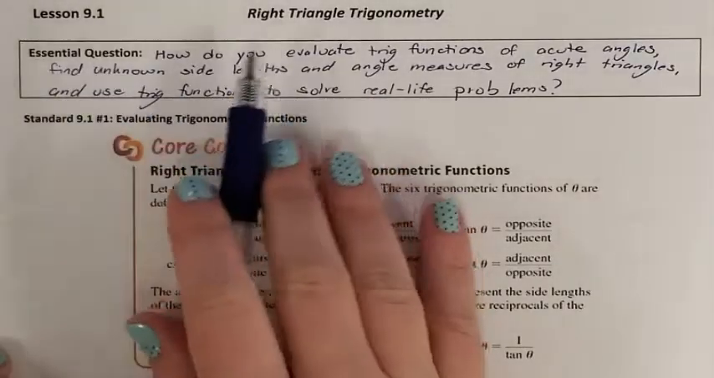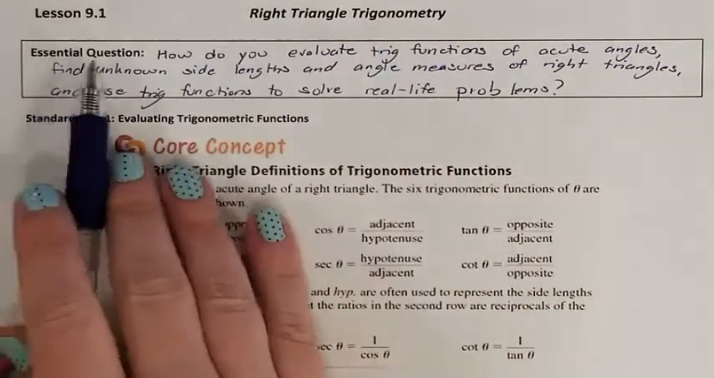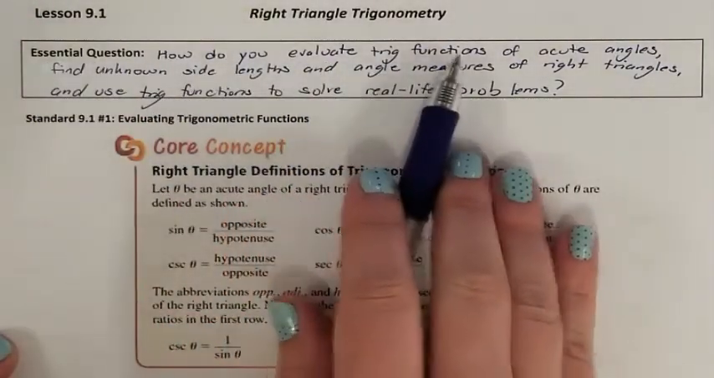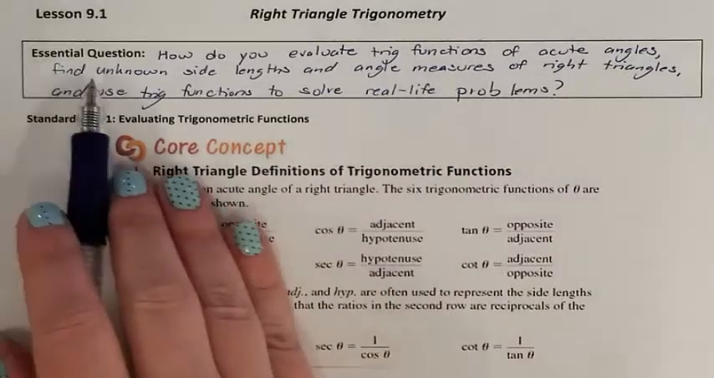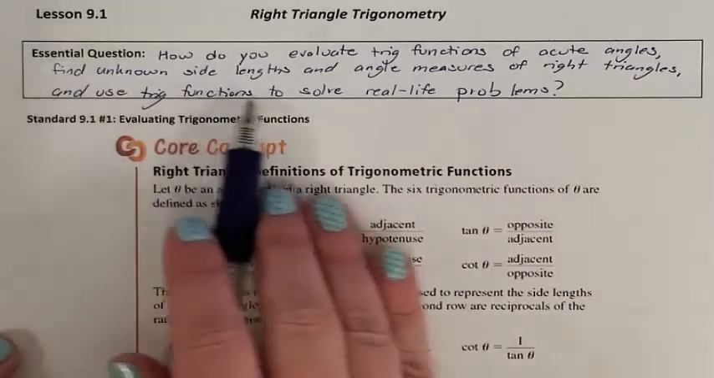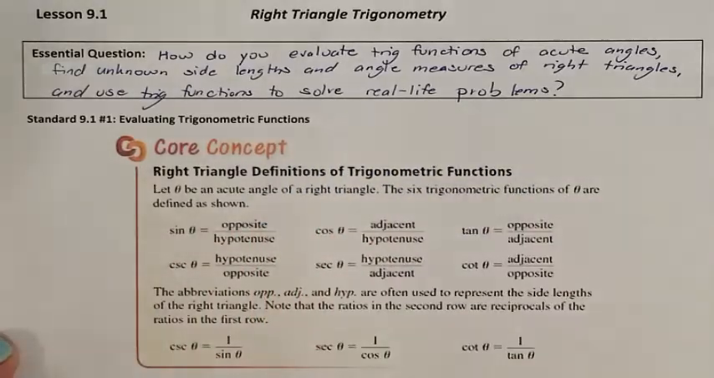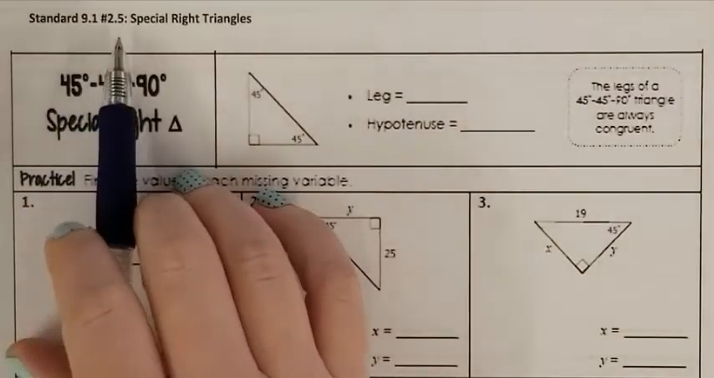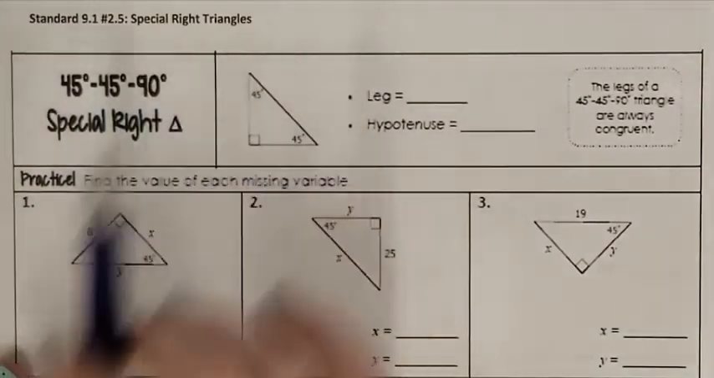Lesson 9.1, Right Triangle Trigonometry. Our essential question: how do you evaluate trig functions of acute angles? Find unknown side lengths and angle measures of right triangles, and use trig functions to solve real-life problems. Standard 9.1, number 2.5, special right triangles.